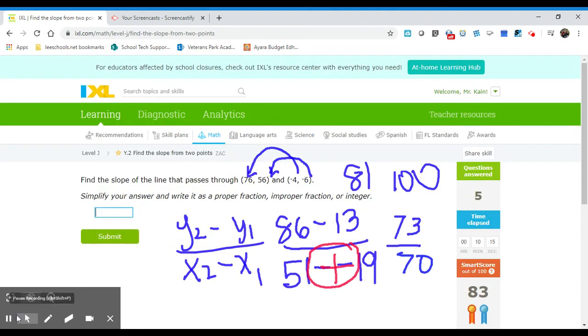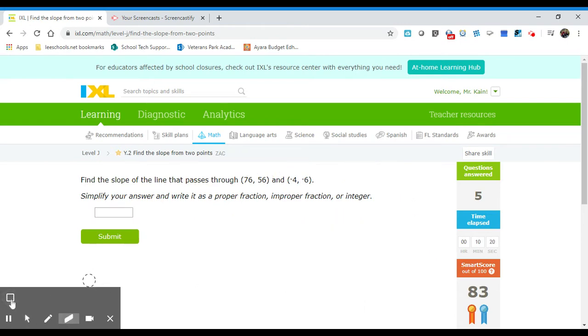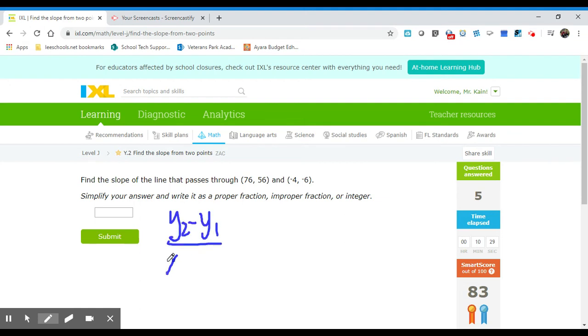Okay. Now let's clear this and do a couple more here. Okay. So in this one, we have, okay, remember y2 minus y1 over x2 minus x1. And I write that every time so that it can stick in your brain, hopefully. So let's look at the larger y. Well, 56 is larger than negative 6. So let's do 56 minus negative 6. Double negative makes a positive over.